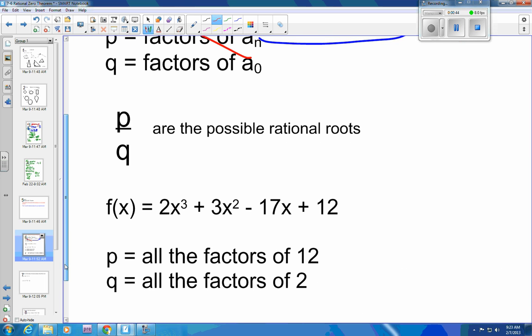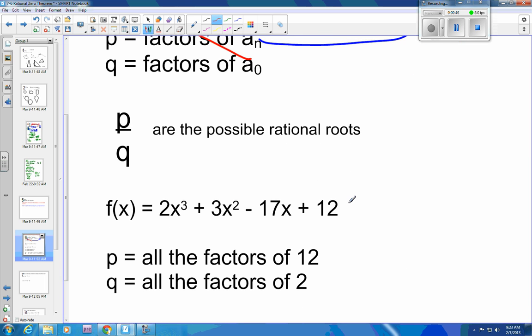So if I look at this example here, again, P is this last number, this 12 is our P, and this first coefficient is our Q, and we make a fraction out of that, so that is 12 over 2. We find all the possible factors of 12 over 2. Now let's see, let's make this as organized as possible with a list.